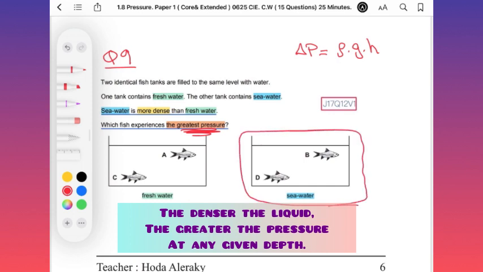Okay? Because seawater is denser than fresh water, which fish, B or D, experiences greatest pressure? The one which is located at deeper location. So D is the correct answer because it's deeper than fish B. Okay? So this is the correct answer.